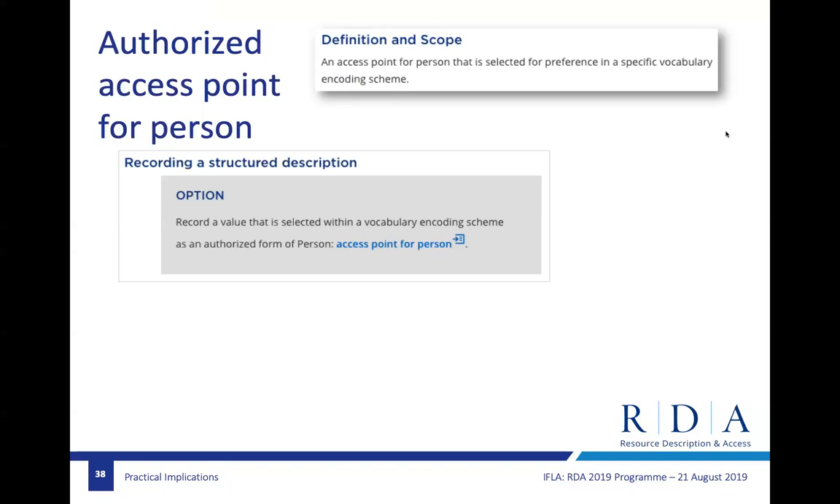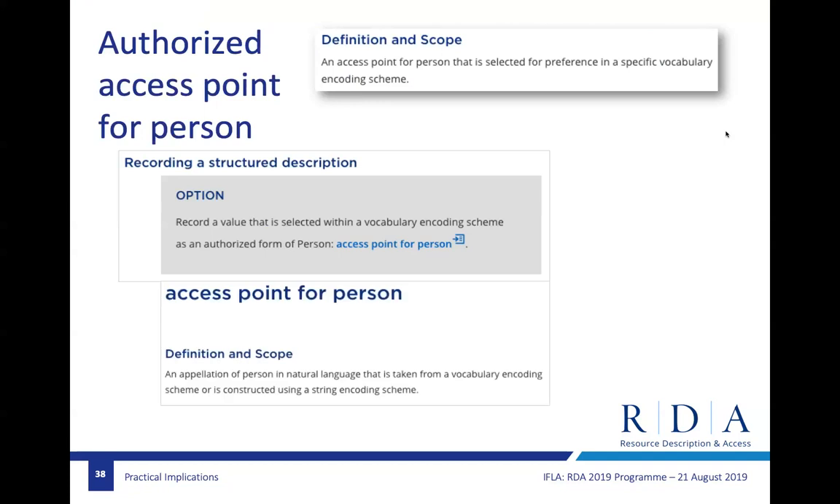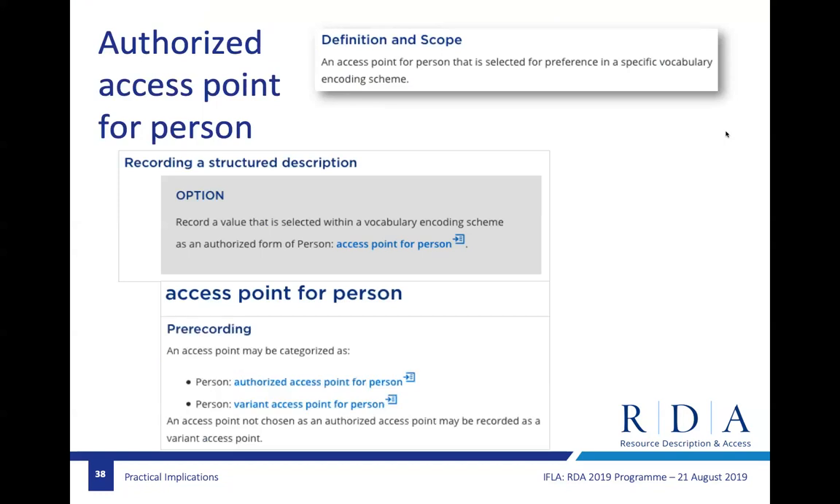And I get to just jump to authorized access point for person, which is an access point that is selected for preference in a specific vocabulary encoding scheme. I'll record the value that I find in that vocabulary encoding scheme. And just checking that access point for person is appropriate here, an appellation of person in natural language that is taken from a vocabulary encoding scheme or is constructed using a string encoding scheme. And just the note in pre-recording that an access point may be either an authorized access point for person or a variant access point for person. And that loops me right back to the element I started with. My result is, in fact, what you saw on the previous screen, Palfrey, John G., John Gorham, 1972-.